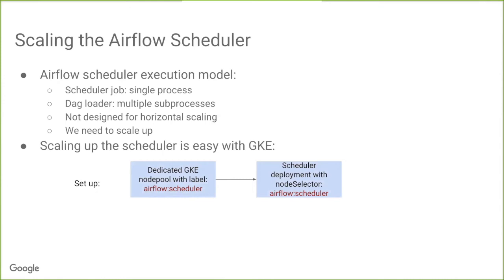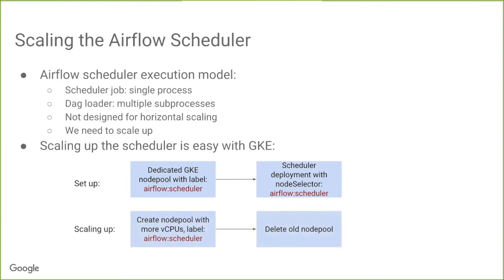we have a dedicated node pool with the label Airflow Scheduler. And the deployment for the Airflow Scheduler itself has a node selector, which chooses which node that scheduler pod runs on. Let's say you start that with one vCPU, but you're at 99% CPU utilization and need to scale that up. You can create another node pool, maybe with 4 vCPUs, also set that label to Airflow Scheduler, and all you need to do is delete the old node pool, and GKE takes care of the rest, albeit with a little bit of scheduler downtime.